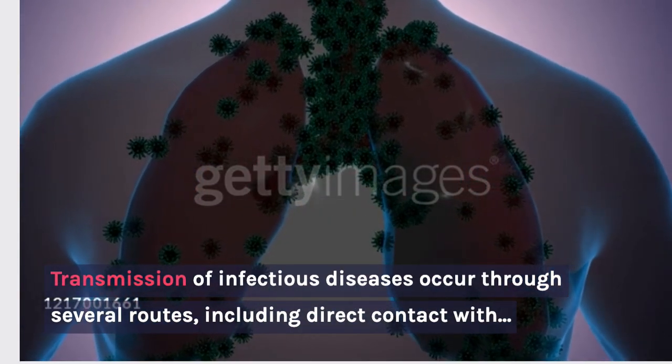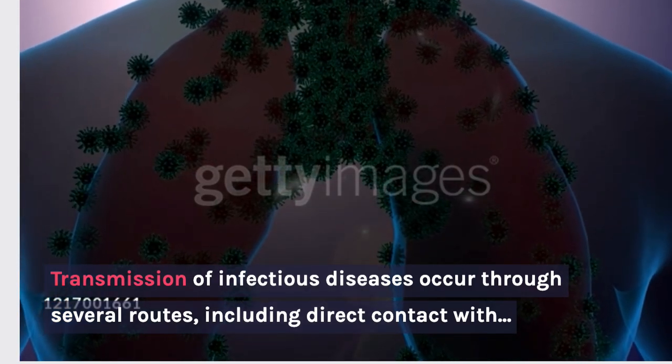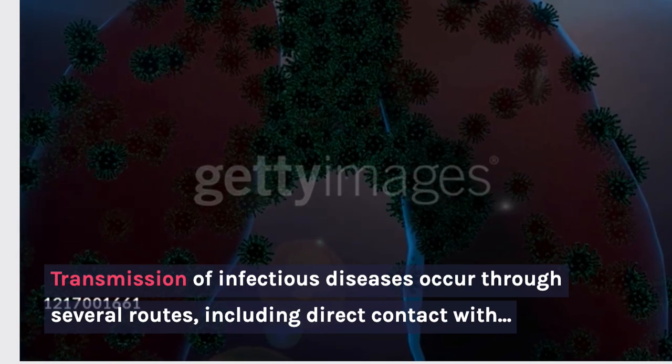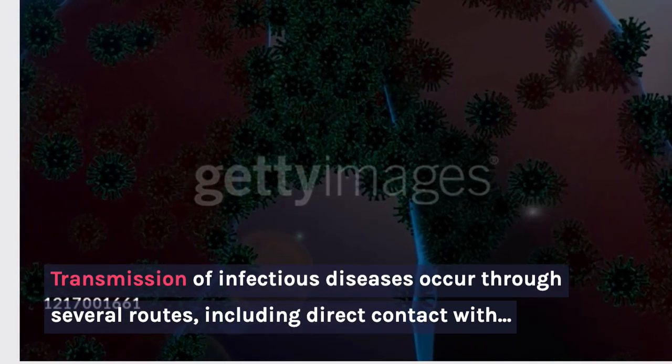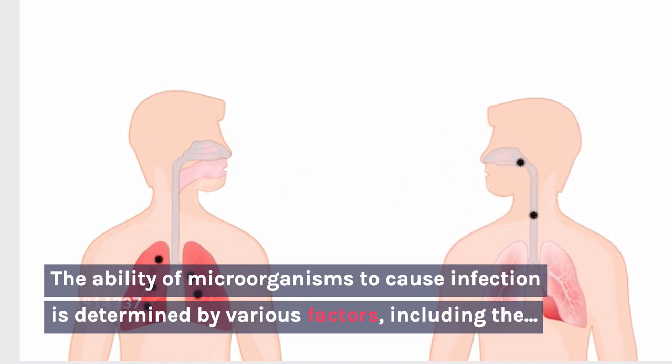Transmission of infectious diseases occurs through several routes, including direct contact with infected individuals or contaminated surfaces, and ingestion of contaminated food or water. The ability of microorganisms to cause infection is determined by various factors, including the pathogen's virulence, the host's susceptibility, and the environment in which the transmission occurs.